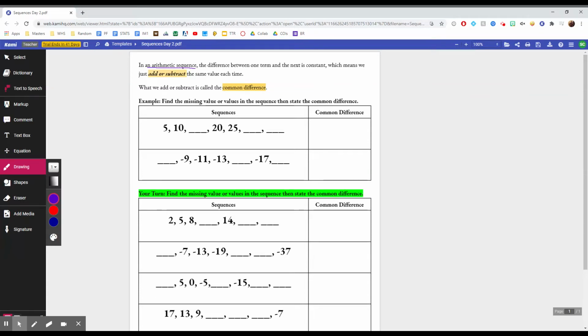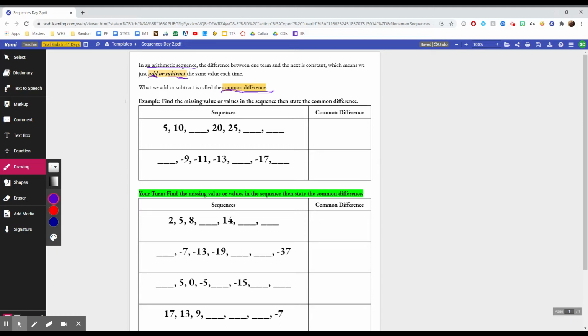Okay, welcome everybody. In this lesson, we're going to talk about arithmetic sequences. In an arithmetic sequence, the difference between one term and the next is constant, which means that we're going to either add or subtract the same value each time we move from one term to the next. This constant is called the common difference, because we are using the same number, and it could either be added or subtracted.